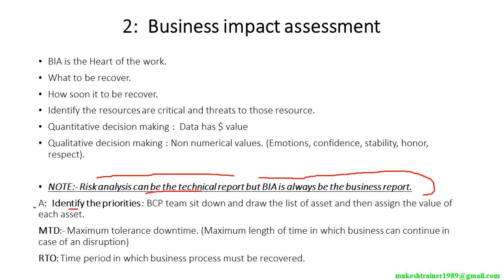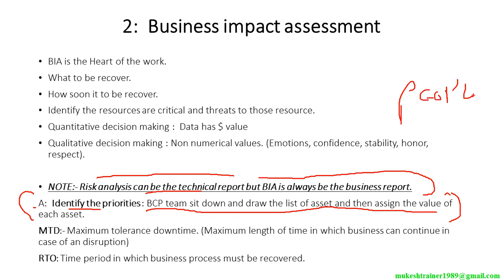A is to identify the priority. The business continuity plan team sits down, draws up the list of assets and then assigns a value to the assets. When you are making a business continuity plan, the team needs to sit down and assess values and prioritize them: which things hold the maximum value and which things have to be recovered first. I think those priorities come after the people. People are the first priority, and then you look at your gadgets or assess the values.